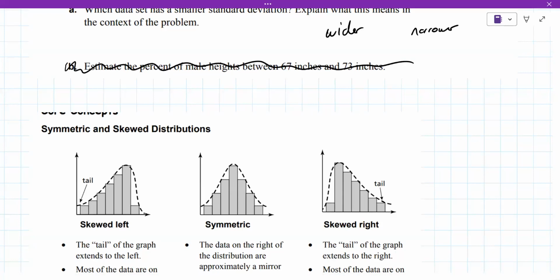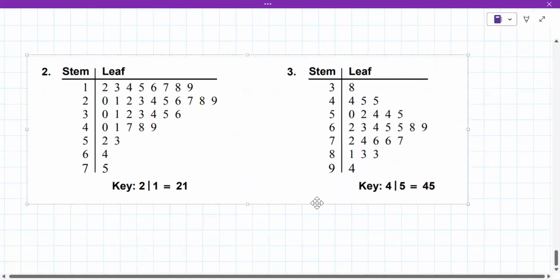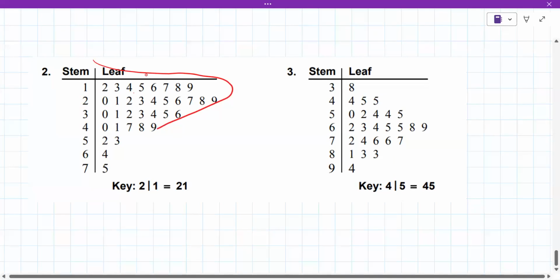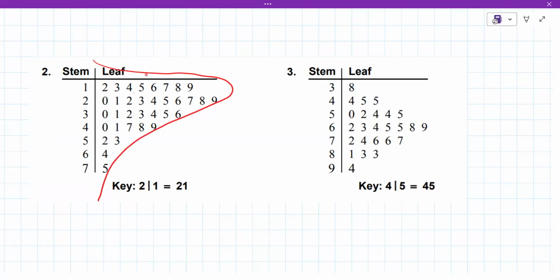Okay, so the other type of problem you might see is where they give you a stem and leaf plot, and you also have to create a distribution. The problem is these are kind of on their side. So you almost need to rotate your paper or page left. This one on the left is skewed right. And this one on the right is symmetric. Is that clear? Yeah. All right.